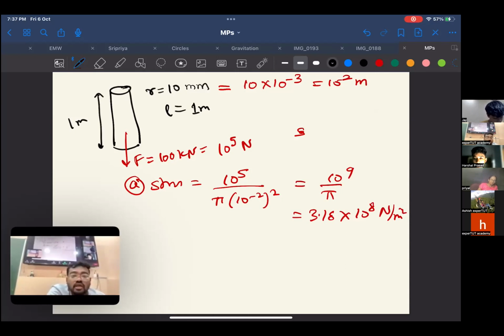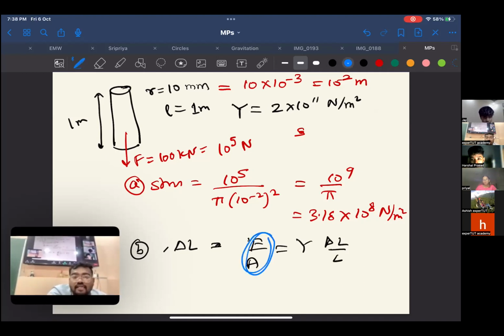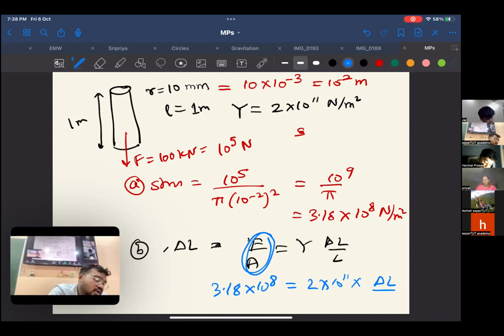Then it asks, the question gives the Young's modulus as 2 into 10 power 11 newton per meter squared. It asks what is the elongation. Elongation means delta L, just delta L. So what do we write? The stress F by A is equal to Y times delta L by L. You already found F by A, so don't put F by A again, just directly put the stress. It is 3.18 into 10 power 8 is equal to Y, 2 into 10 power 11, into delta L, which we need to find. L is 1 meter.